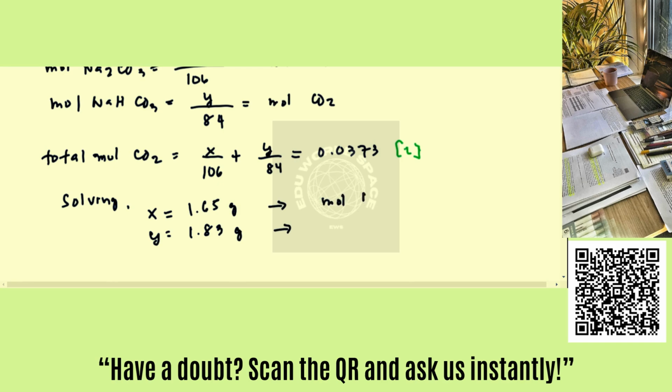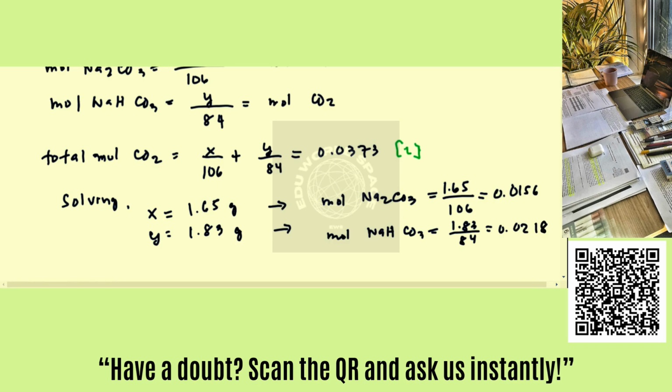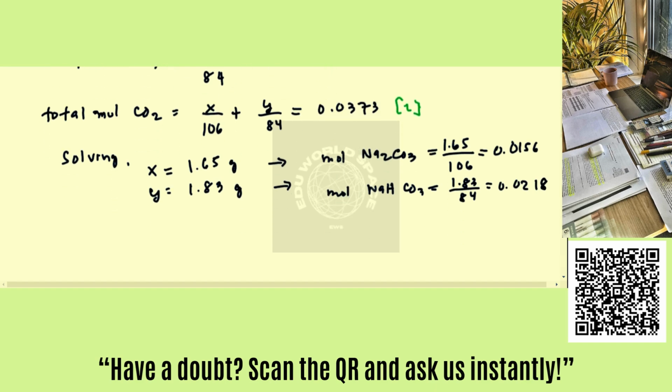Converting these to their respective moles, we get for x, 1.65 over 106, and also for bicarbonate, 1.83 over 84, which gives us 0.0156 and 0.0218. So this is the amount in terms of moles of the sodium carbonate and bicarbonate contained in the 300 ml or 300 cubic centimeter aliquot solution we derived from the original 1 liter.